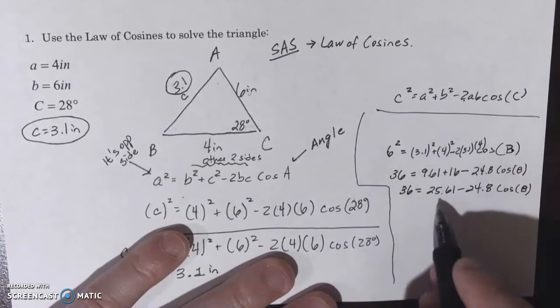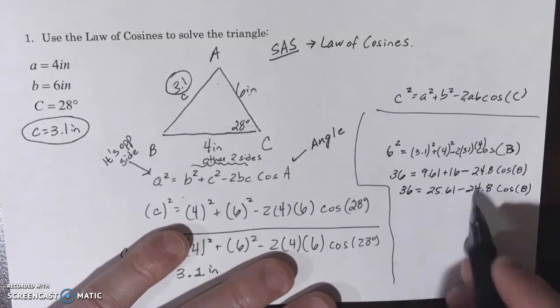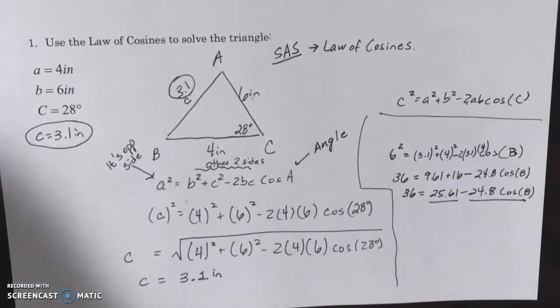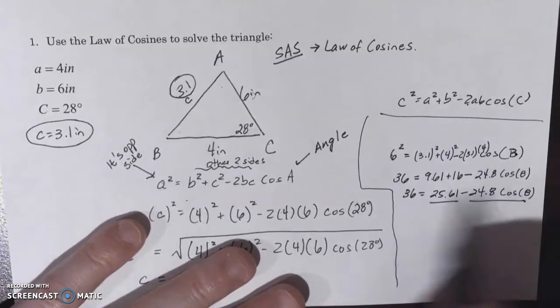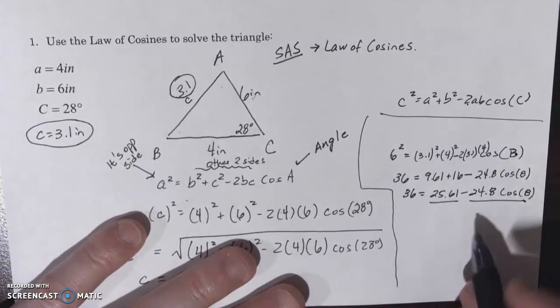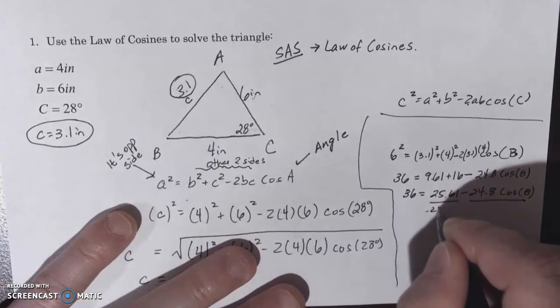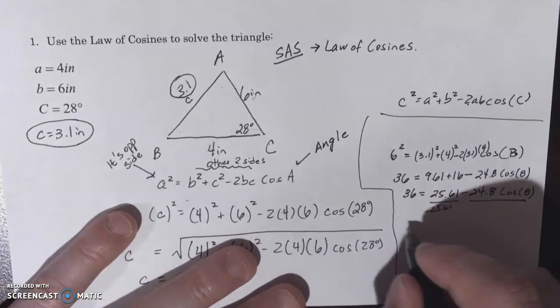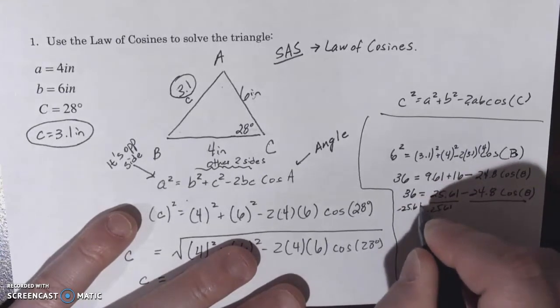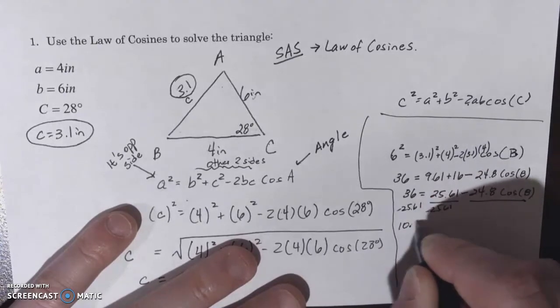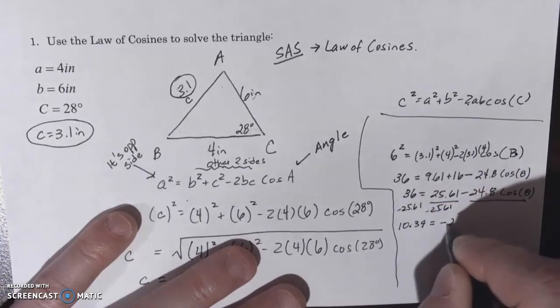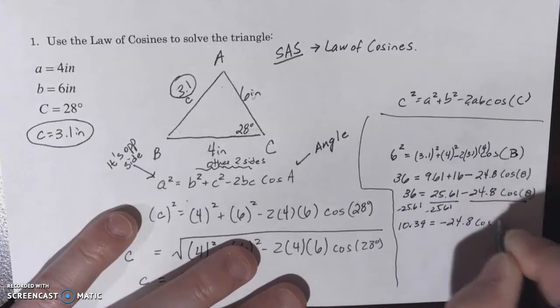A lot of students want to subtract these two numbers. These are not like terms. This has a cosine of B, this does not. So what do we have to do? Subtract 25.61 from both sides, and we'll get 10.39 equals negative 24.8 cosine of B.